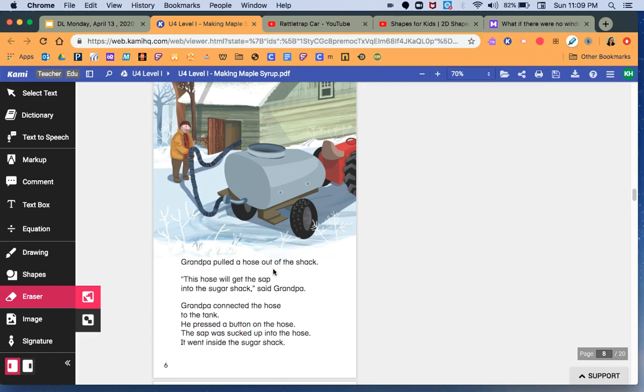Grandpa pulled a hose out of the shack. "This hose will get the sap into the sugar shack," said Grandpa. Grandpa connected the hose to the tank. He pressed a button on the hose. The sap was sucked into the hose. It went inside the sugar shack.